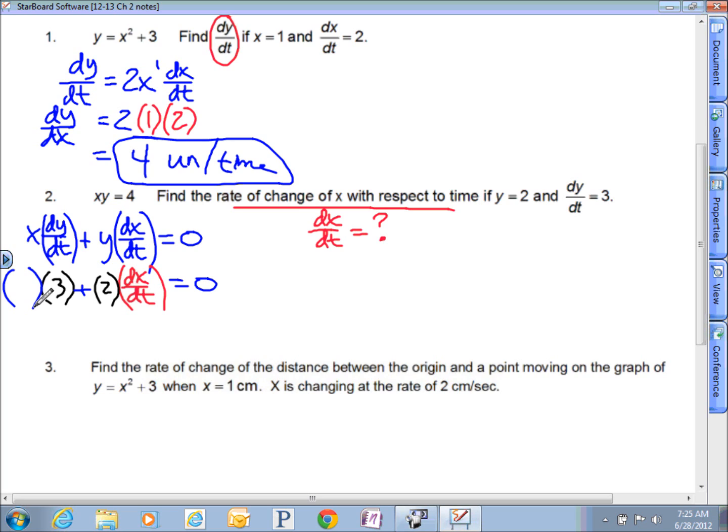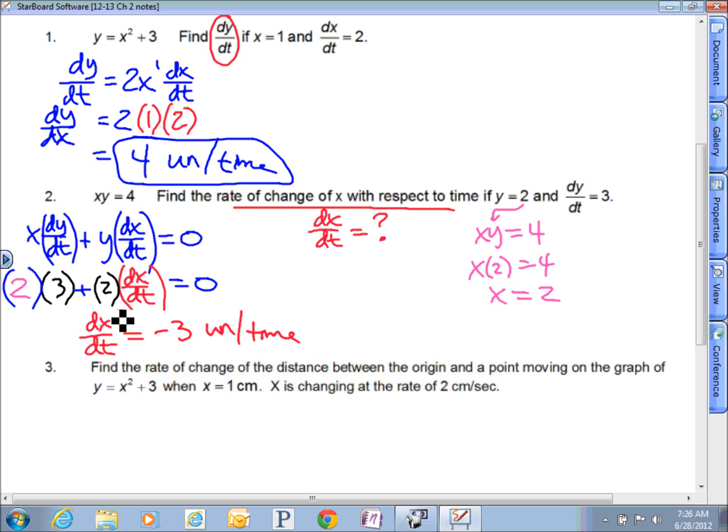Well, here's what's going to happen. If I know what y is, and I know that x times y is the same thing as 4, well, if I know that y is supposed to be 2 under these conditions that were given, I know that x is also going to be 2. So if I take that 2 and plug it in, I've now got an equation. There's a 6, subtract the 6 over. I think your dx over dt in this problem, the rate of change of x with respect to time, subtract 6, divide by 2, how about -3 units per time?